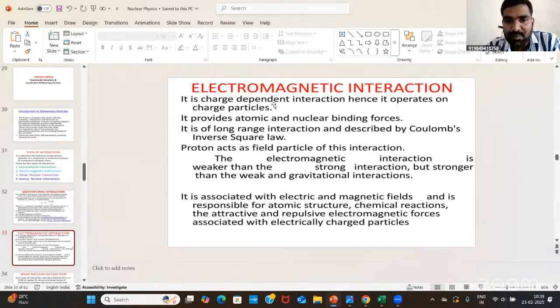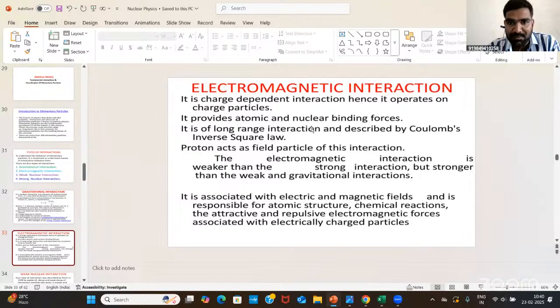It is a charge dependent interaction, hence it operates on charged particles. If you take any masses, let us say any two rocks, they don't have charge. If they don't have charge, then they cannot interact electromagnetically. Did you understand? Only particles which have charges can have electromagnetic interactions. It is a charge dependent interaction. So these are charge independent and dependent interactions.